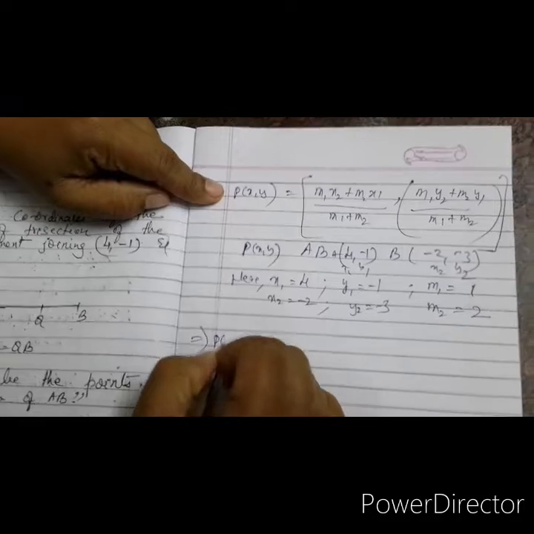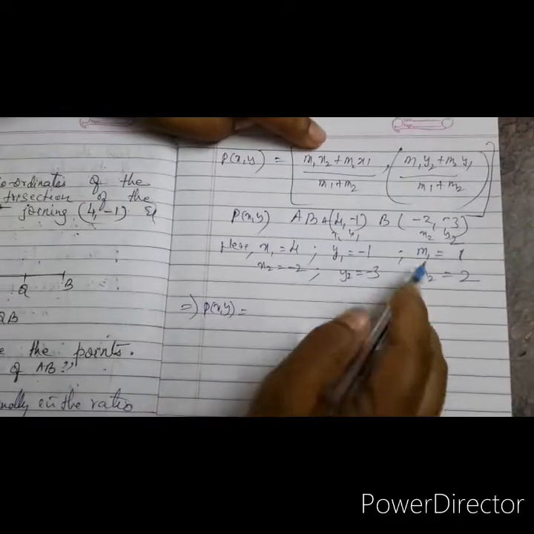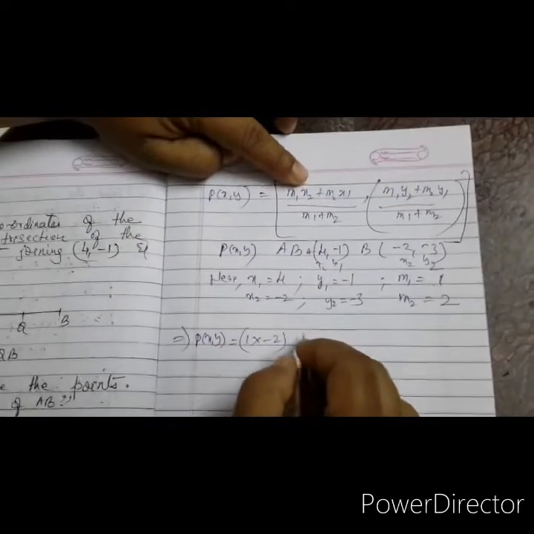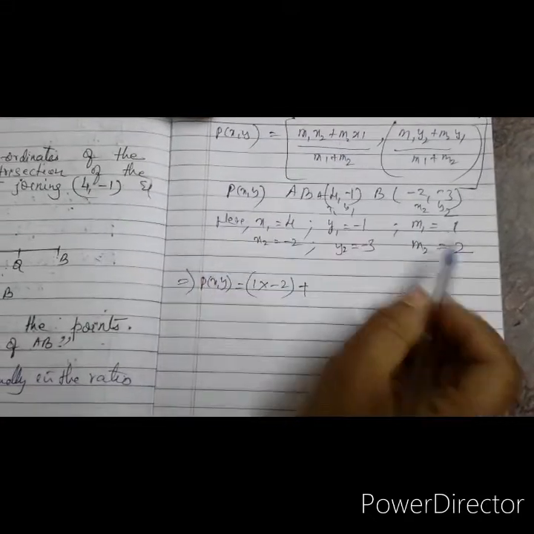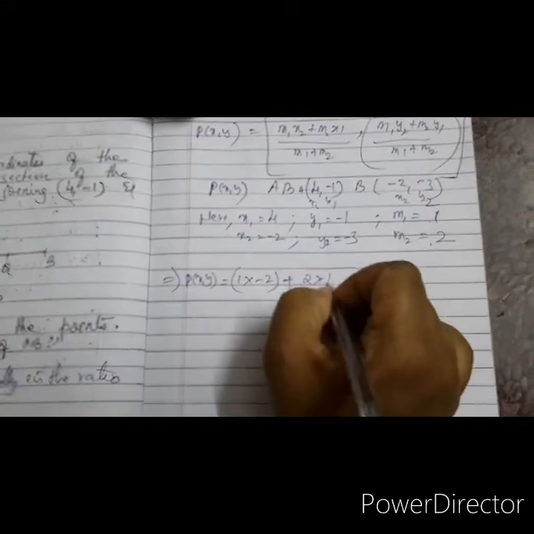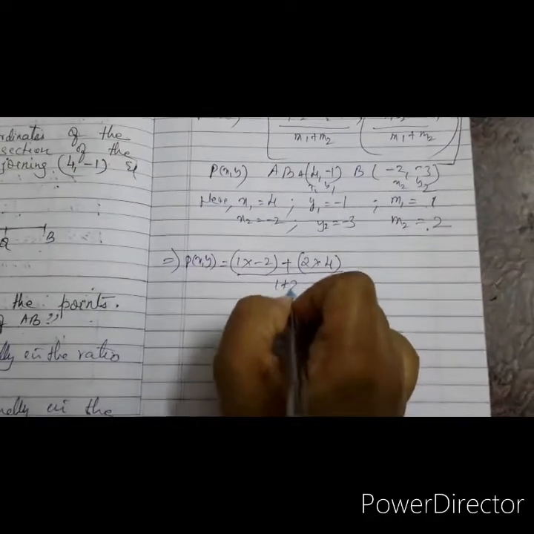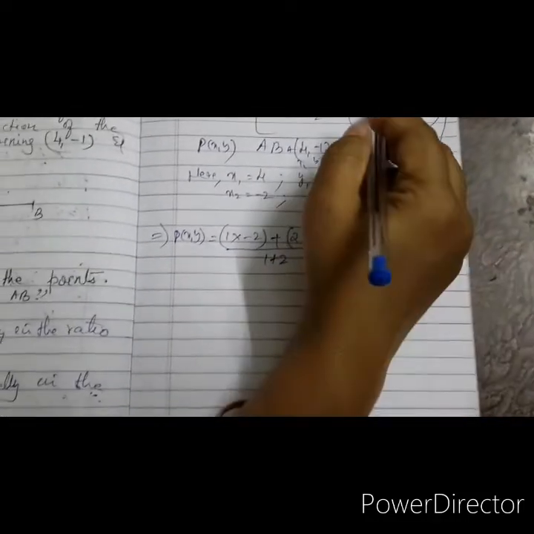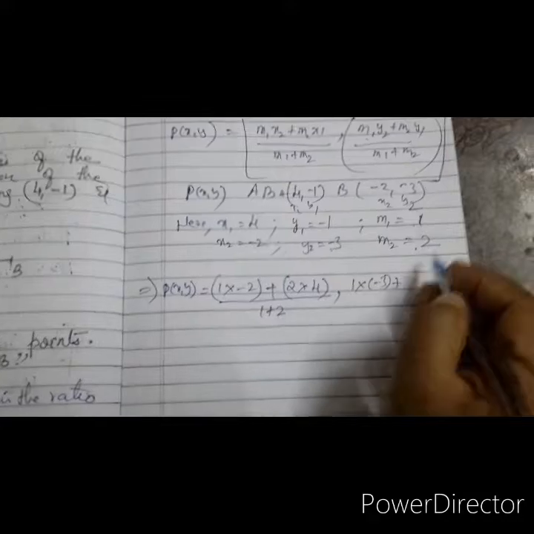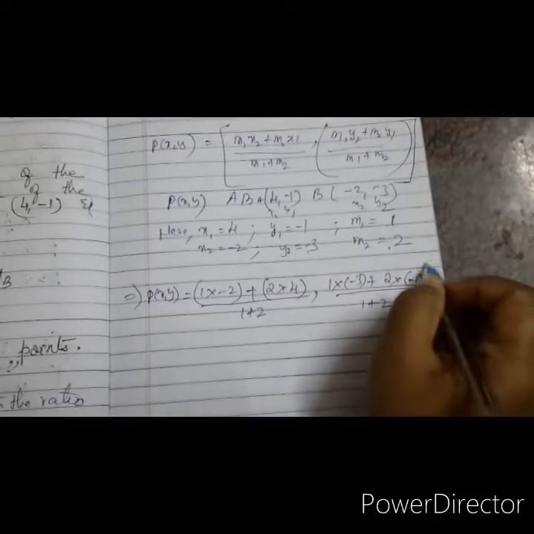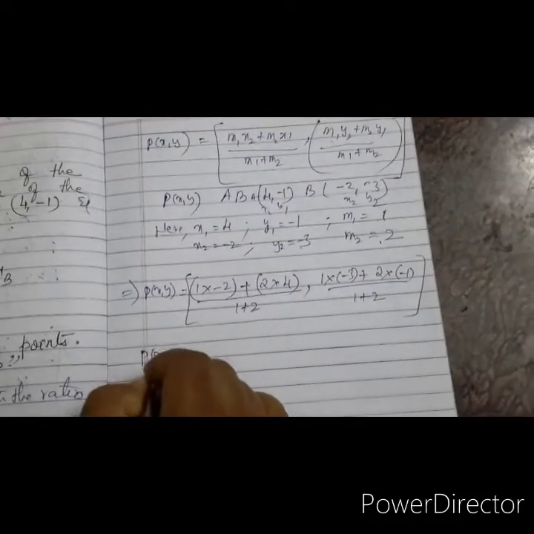Now you substitute P(x, y). Here you have to substitute. m1 is 1. 1 into what is x2? Minus 2, plus m2. m2 is 2 into what is x1? 4, divided by m1 plus m2, 1 plus 2, comma m1 y2. What is m1? 1 into what is y2? Minus 3, plus m2. m2 is 2 into what is y1? Minus 1, divided by m1 plus m2. This is P coordinates I am writing.